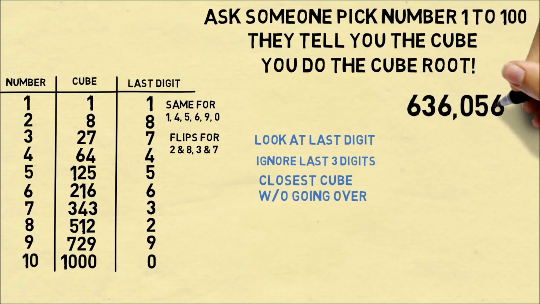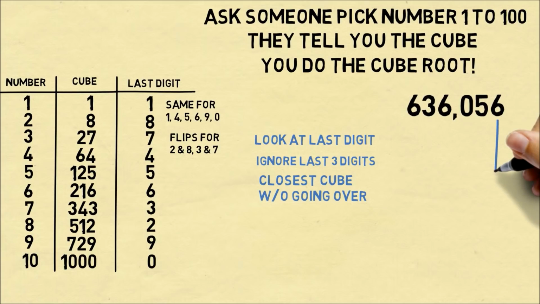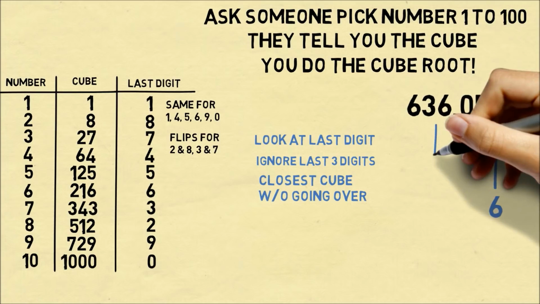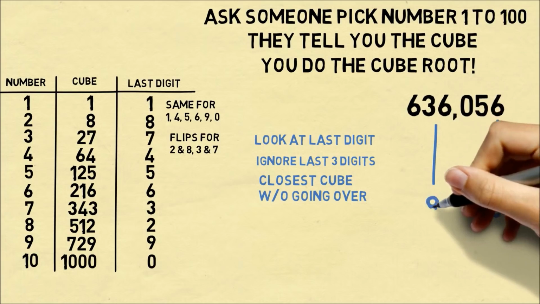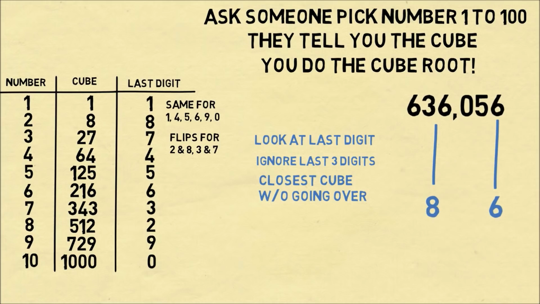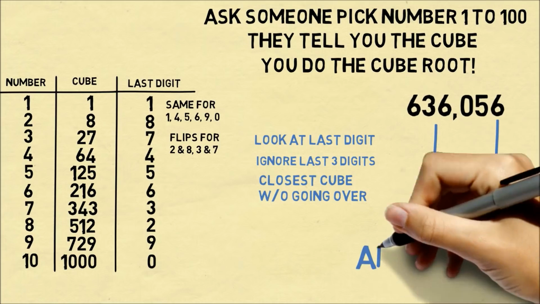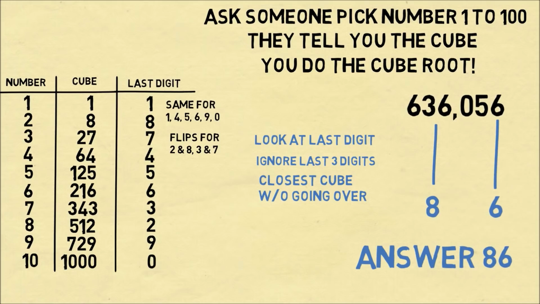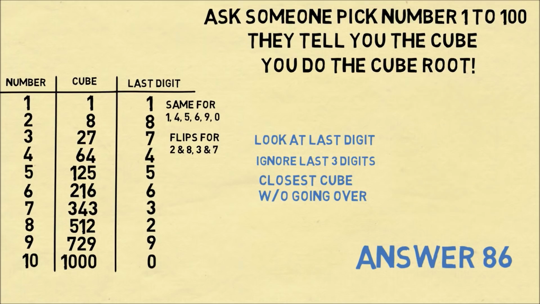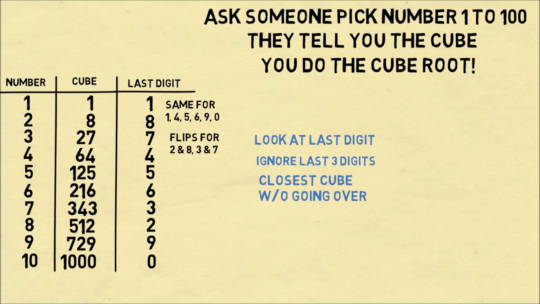So let's imagine they tell you the number is 636,056. We look at the last digit, which is 6, and when the last digit is 6, that corresponds to the number 6. And then we ignore the last 3 digits, and we look at 636. That's between the cubes of 8 and 9, so we put 8, and therefore the cube root is 86. So once you memorize this table, you'll actually be able to do this very quickly.